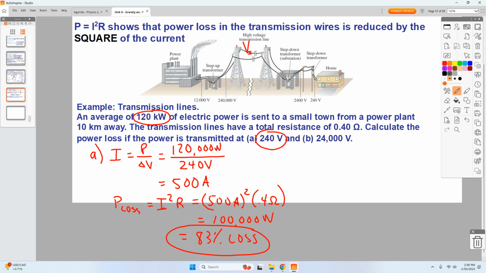Now I want you guys to calculate what would be the power loss in the wires if I transform that voltage to 24,000 volts, so that I can transmit it that 10 kilometers at a much higher voltage. You guys try that one. You guys can do part B, following that example.